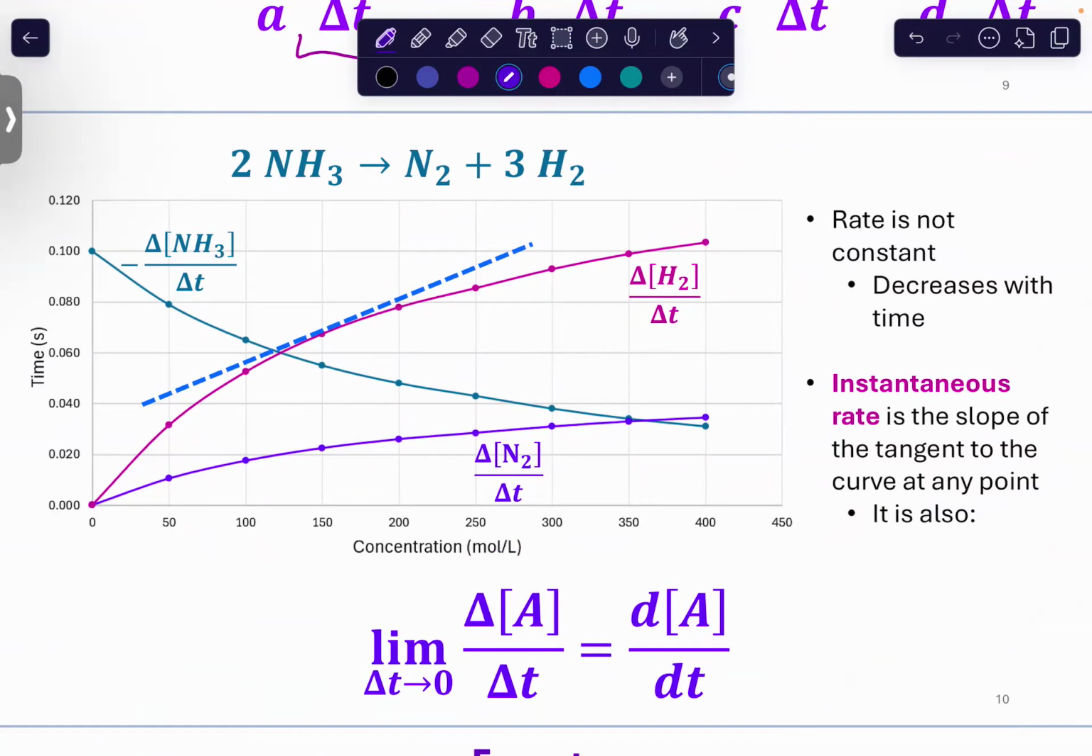Instantaneous rate is essentially going to be a derivative of one of the curves. Your instantaneous rate is going to be the rate at a single individual point. That's what a derivative is. It's infinitesimal, so you have a change in time that's infinitely small. So it breaks down to a single point on the graph. Your derivative is going to be a tangent to that curve, and your rate is going to be the slope of that tangent.